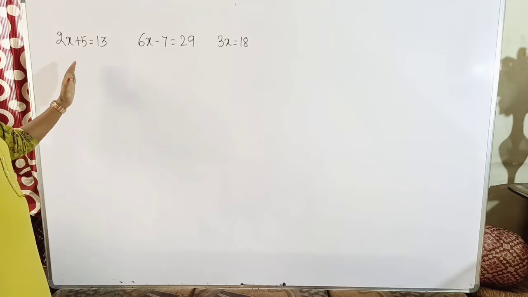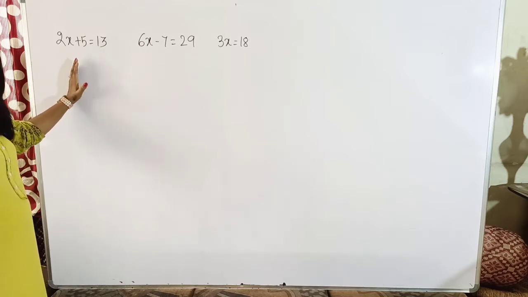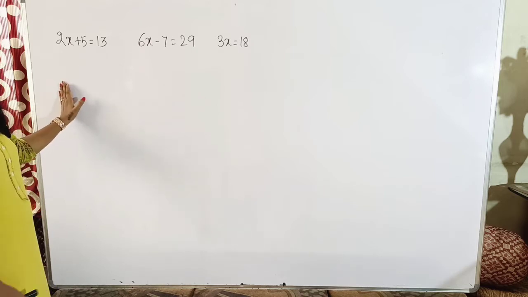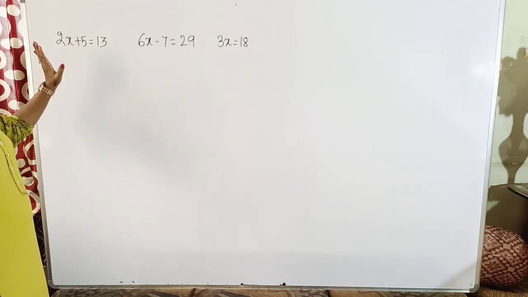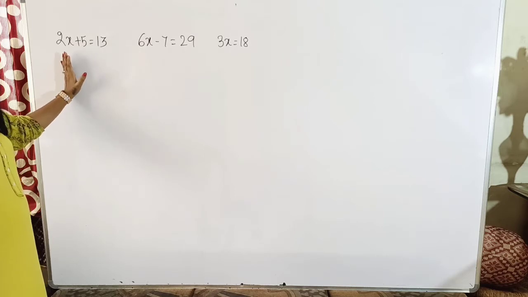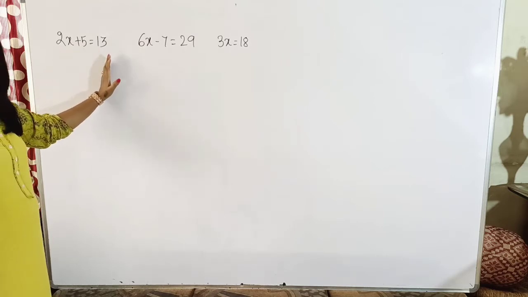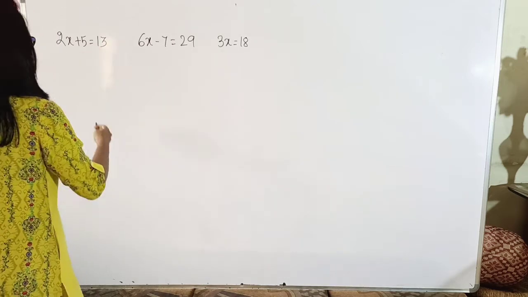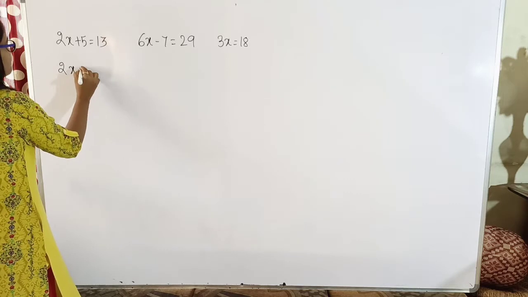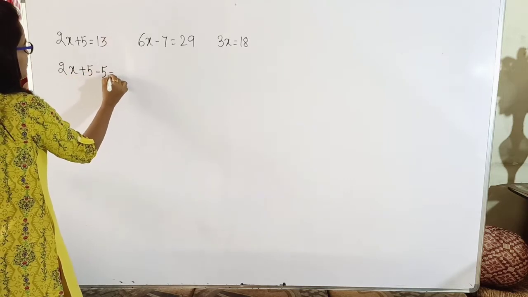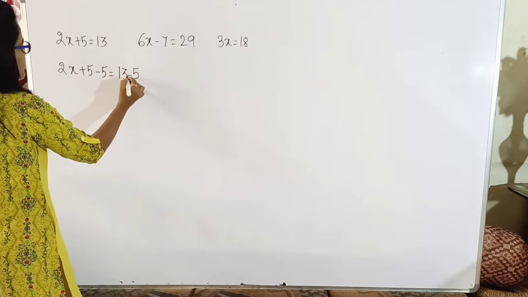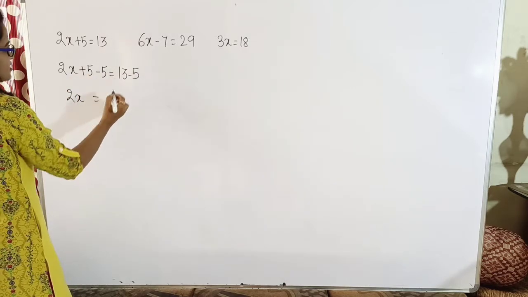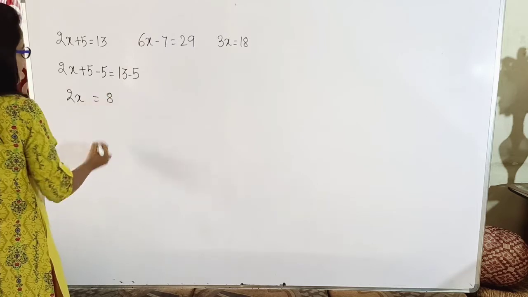But can I just subtract the 5 only on the left hand side? If you are doing that, it means you are changing the value of the equation. You cannot do that. For that, what you have to do? If you are doing some operation on the left hand side, you have to do the same operation on the right hand side as well. It means I will be subtracting 5 on the RHS also. So it will be 2x + 5 - 5 = 13 - 5, which gives me 2x, because 5 minus 5 is 0, whereas 13 minus 5 is 8.